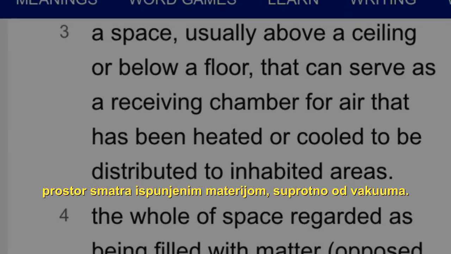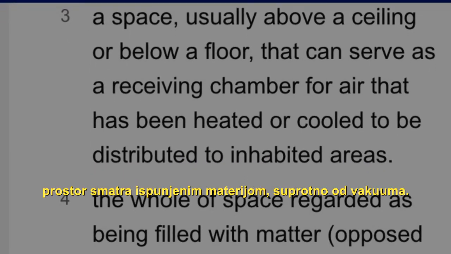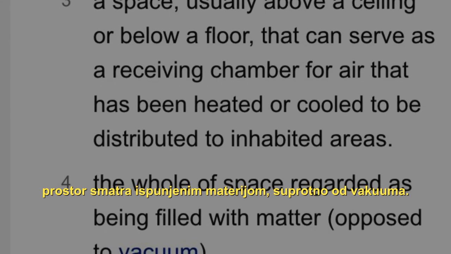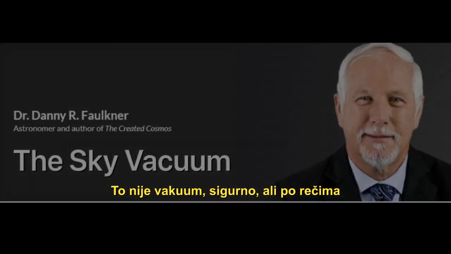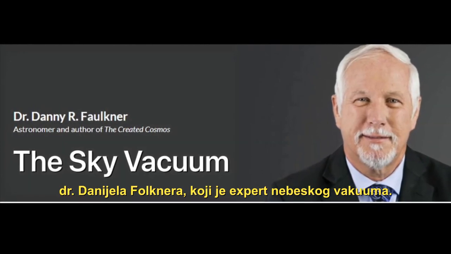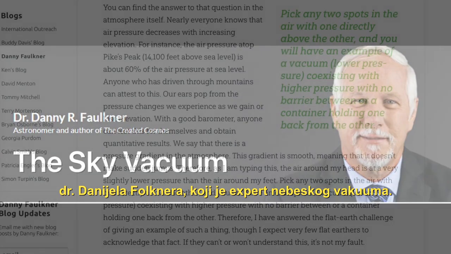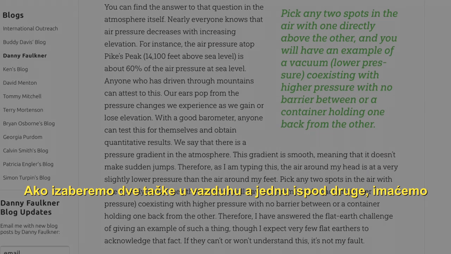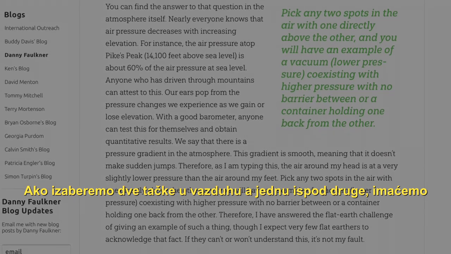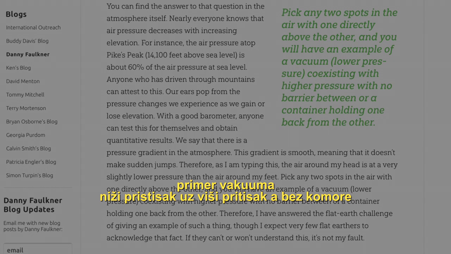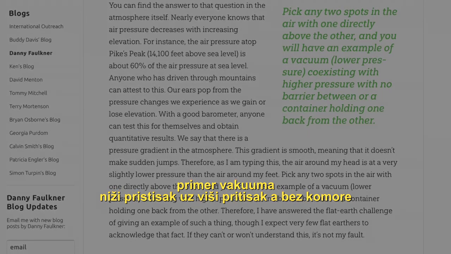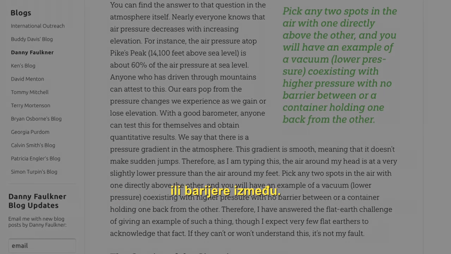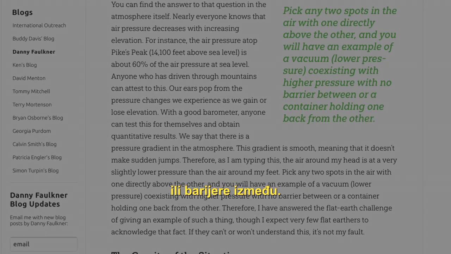The whole of space regarded as being filled with matter. Opposed to a vacuum. Well, it's not a vacuum, that's for sure. But according to Dr. Daniel Faulkner, the sky vacuum expert, he says pick any two spots in the air with one directly above the other, and you will have an example of a vacuum. Lower pressure coexisting with higher pressure with no barrier between or a container holding one back from the other.